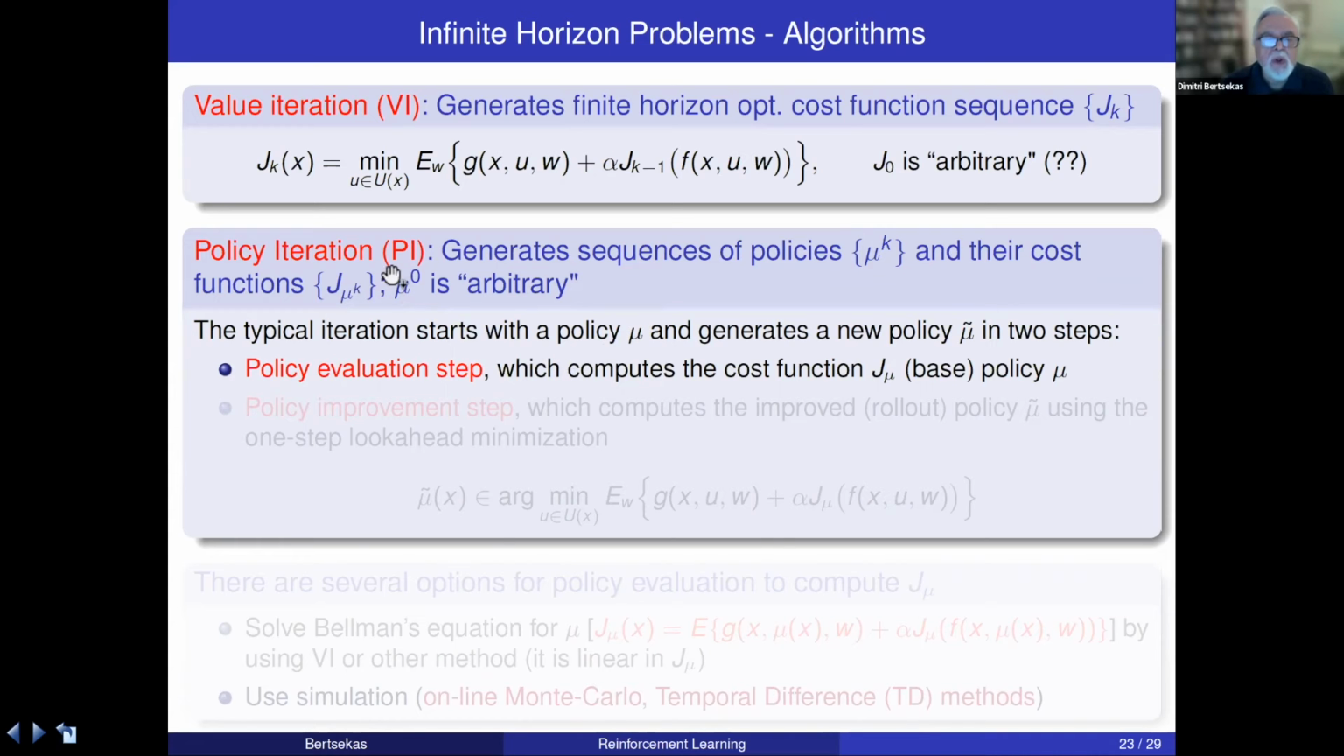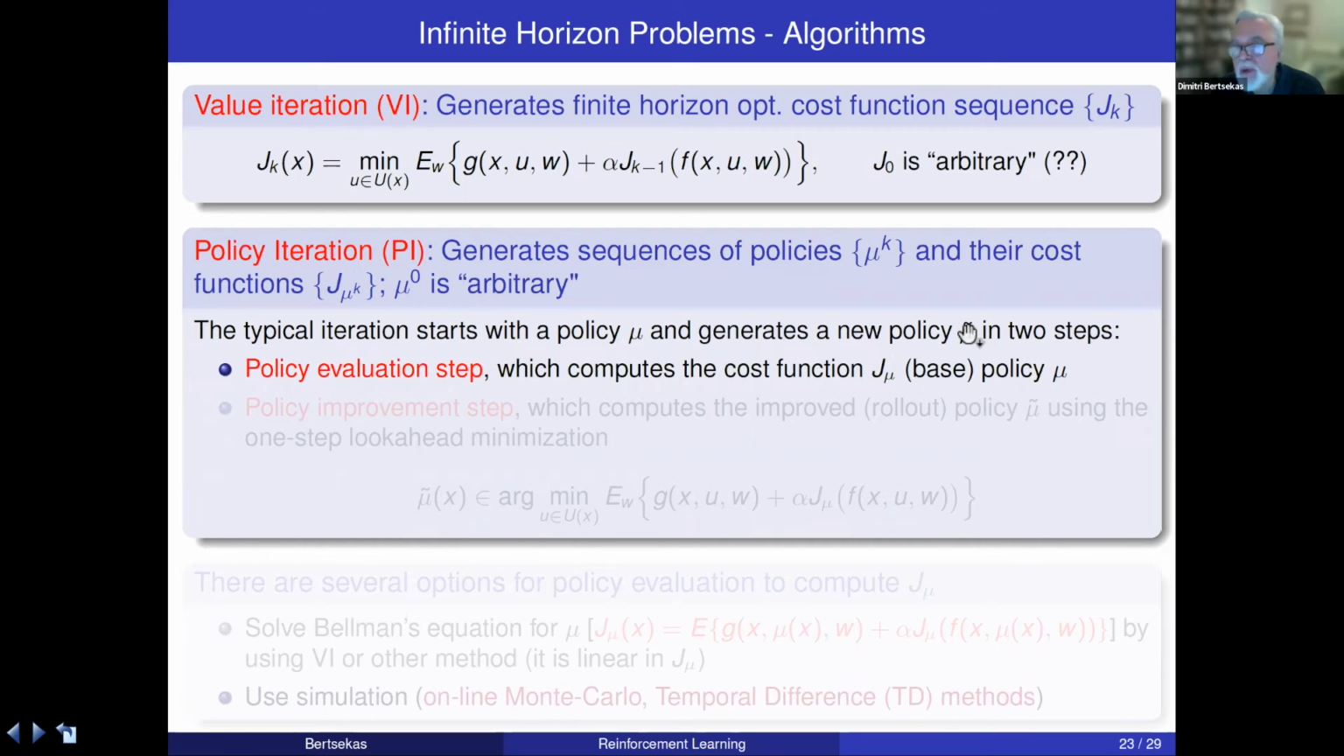So how does this policy iteration algorithm work? The typical iteration starts with a current policy mu and generates a new policy, which we call mu tilde, in two steps. The policy evaluation step, which computes the cost function of this policy mu. We also call this policy the base policy.